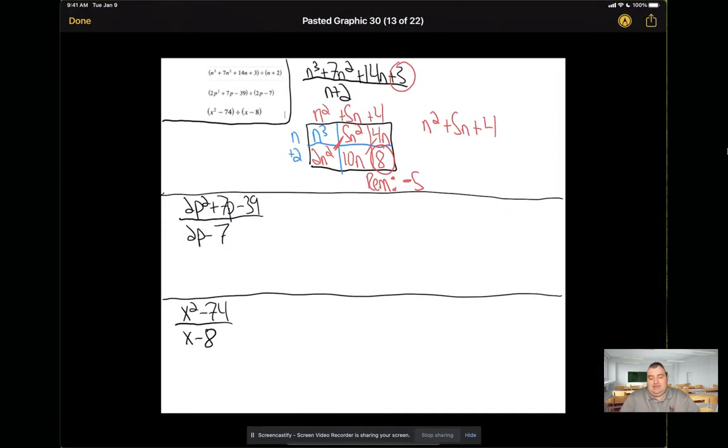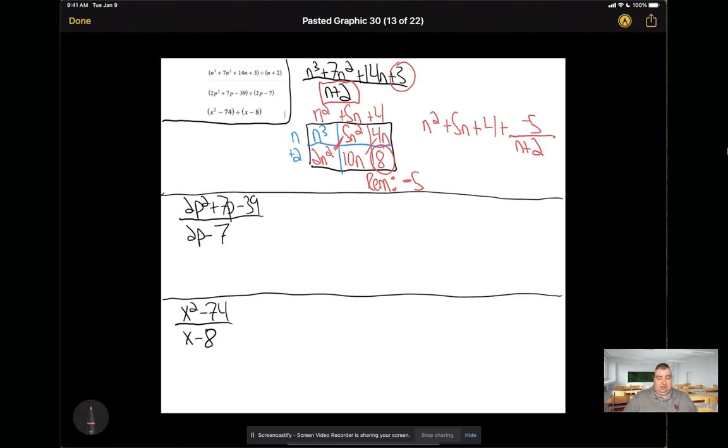So I'm going to write it as an extra term. That's a fraction. And I'm going to put the remainder in the numerator, so plus negative 5 in the numerator, and the original denominator in the denominator, so n plus 2. So my answer is n squared plus 5n plus 4 plus negative 5 over n plus 2.